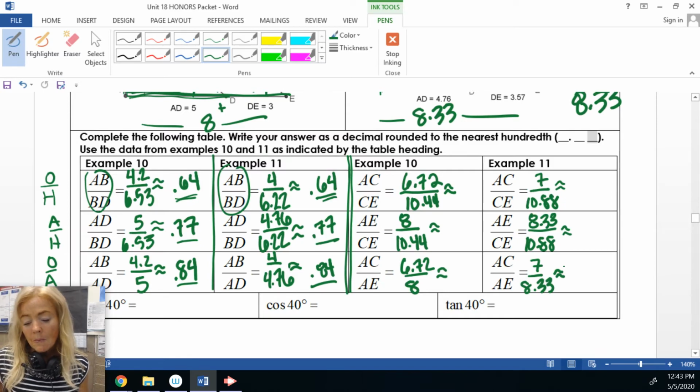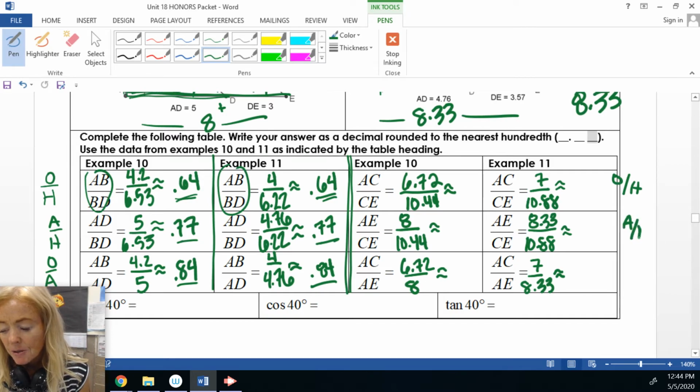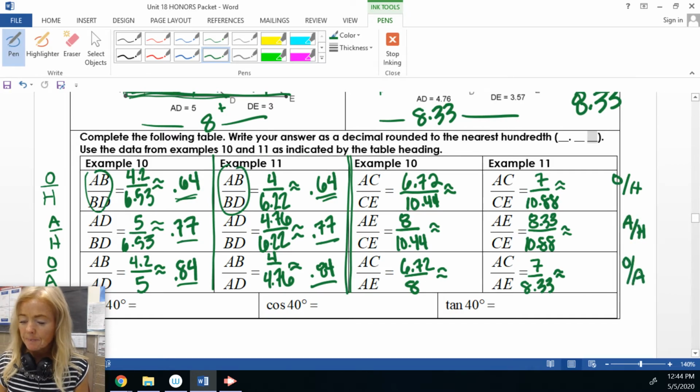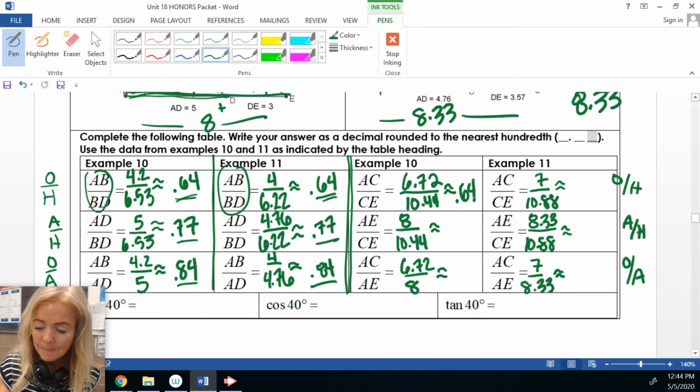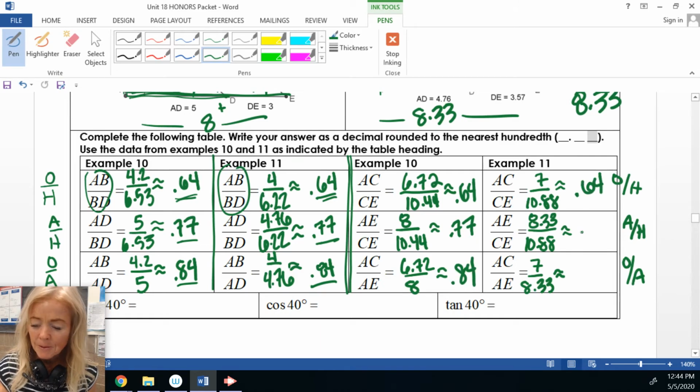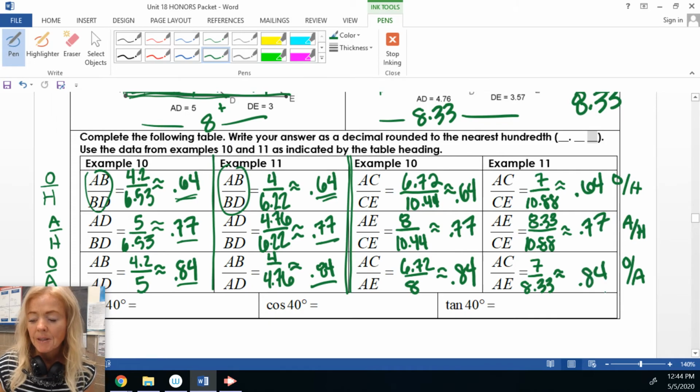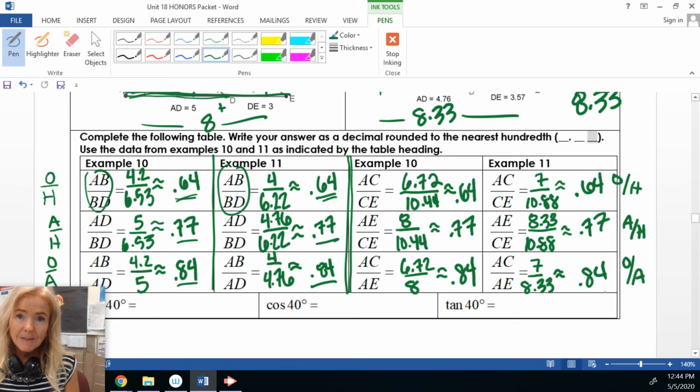All right, so again, these are the same ratios. These are opposite to hypotenuse. These are all adjacent to hypotenuse, and these are all opposite to adjacent. So 6.72 divided by 10.44, guess what? 0.64. And then guess what? 0.77 and 0.84, 0.64, 0.77, and 0.84. So there are 4 different sized triangles with a 90, 40, and I guess the other angle would be 50, a 90, 40, 50 triangle.